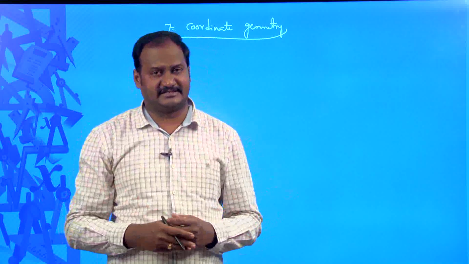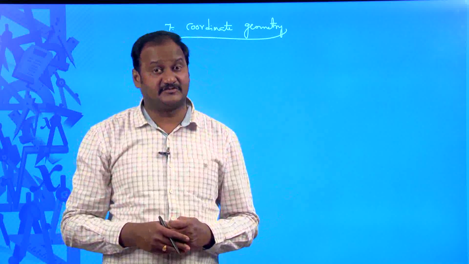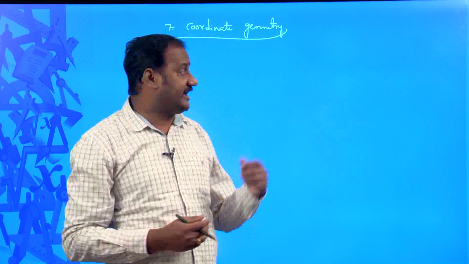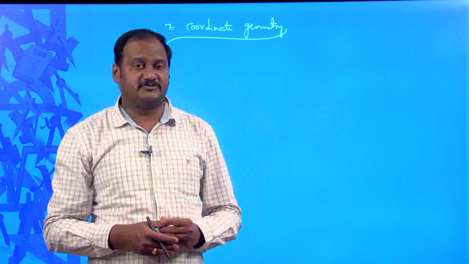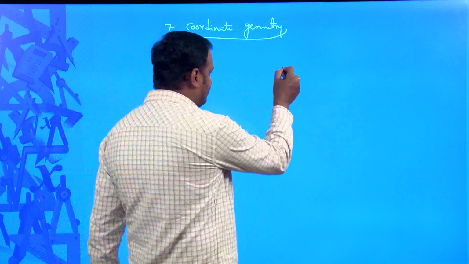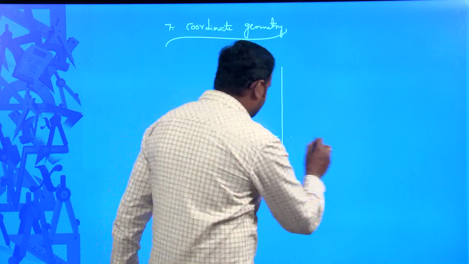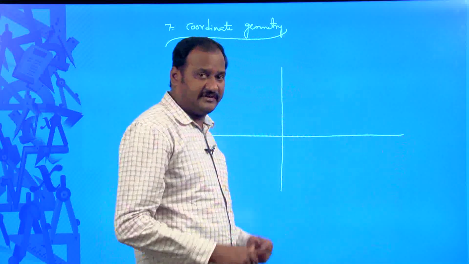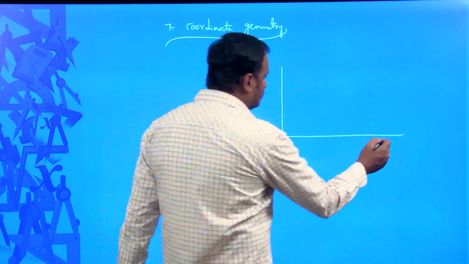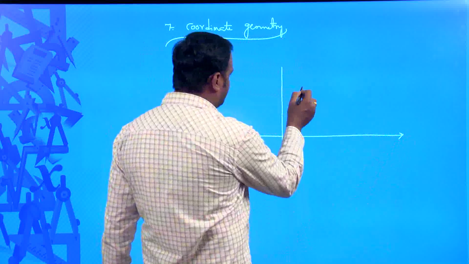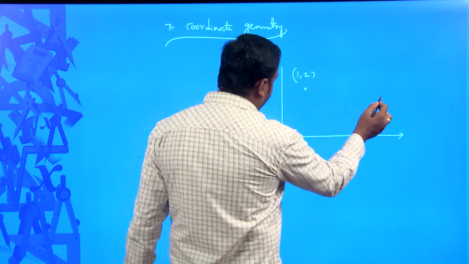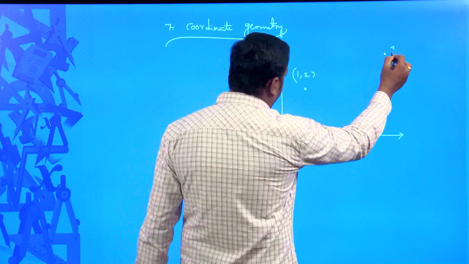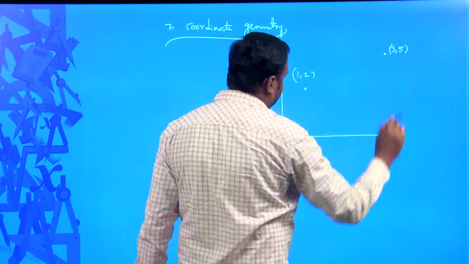What do you mean by the distance, right? So distance formula in coordinate geometry. See, if you consider a coordinate plane, for example this is the y axis as well as this is the x axis, you are given 2 points in the plane. Suppose one point is 1, 2 and another point is 3, 5. These are the 2 points.